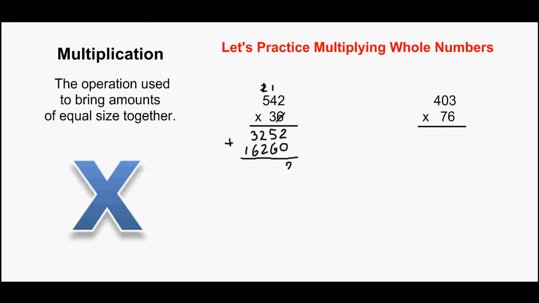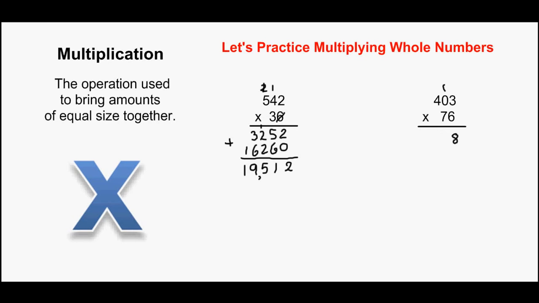2 plus 0 is 2. 5 and 6 is 11. 1 plus 2 plus 2 is 5. 3 plus 6 is 9. And 1. 19,512. For our next one, I'm going to multiply 6 times 3, which is 18.